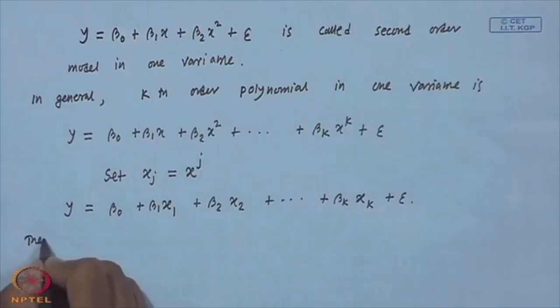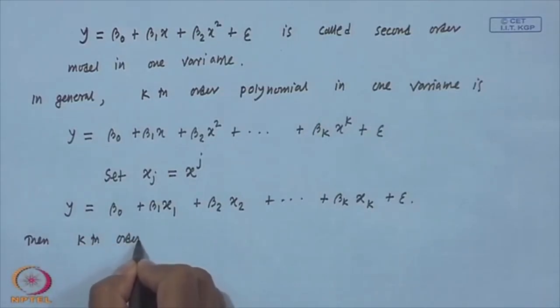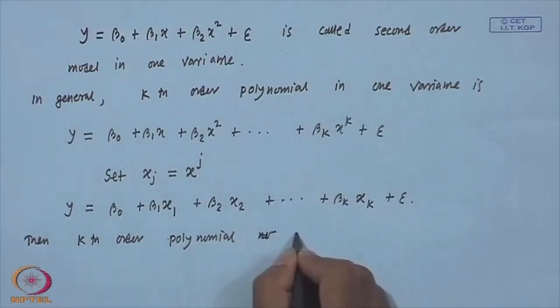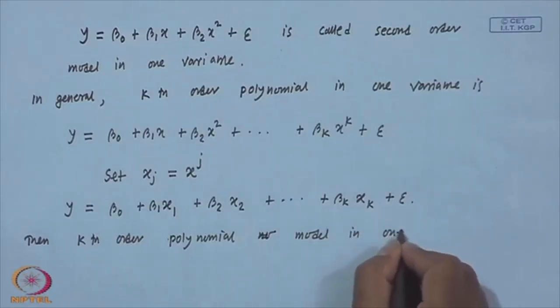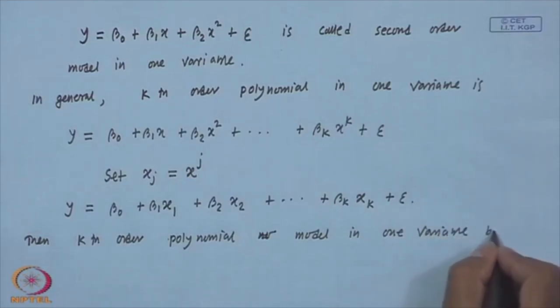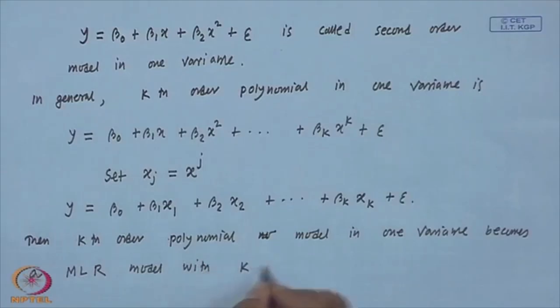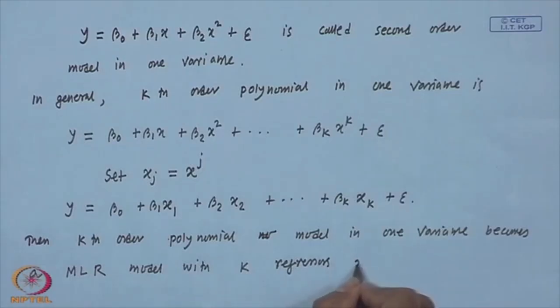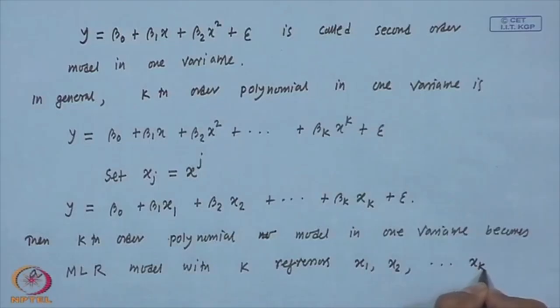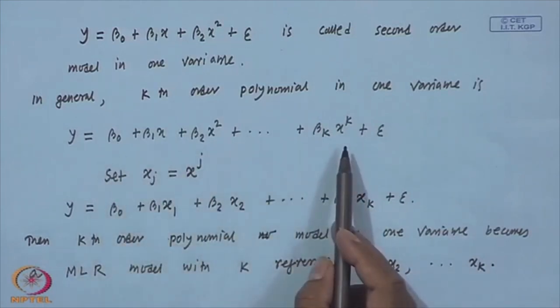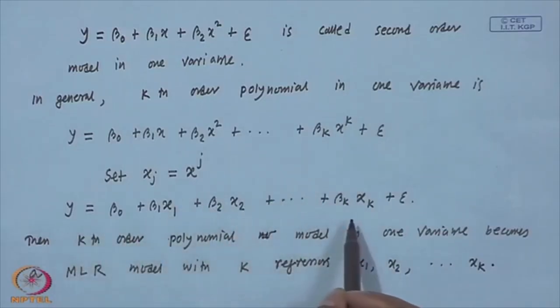So, then kth order polynomial model in one variable becomes a multiple linear regression model with k regressors x_1, x_2, x_k. Okay, so fitting a kth order polynomial is same as fitting a multiple linear regression model involving k regressors.